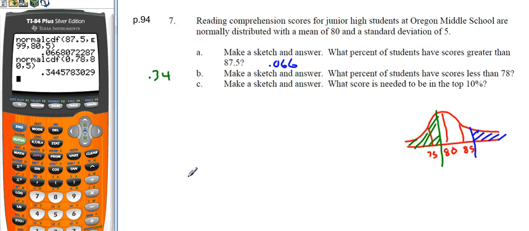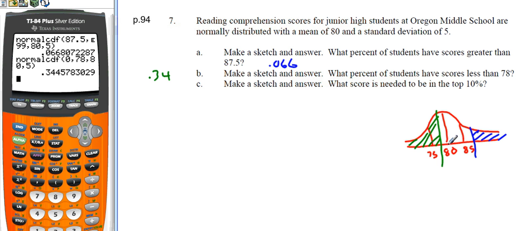Now, part C, much different question here. What score is needed to be in the top 10%? So looking at our graph we have here, where do we have to fall to be in the top 10%? Let's say top 10% of all students get a scholarship or an award. What score would get you in the top 10%?